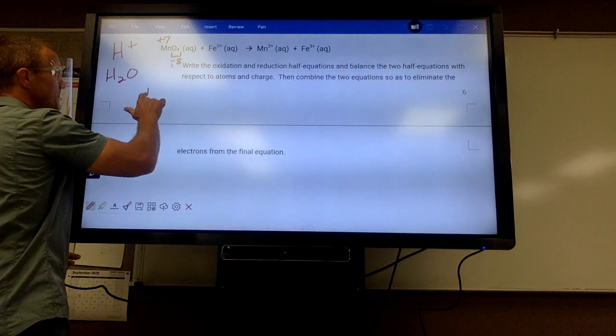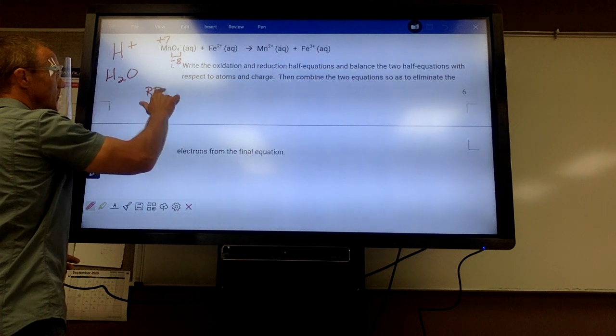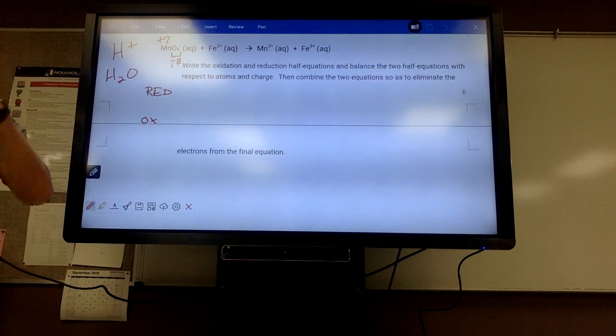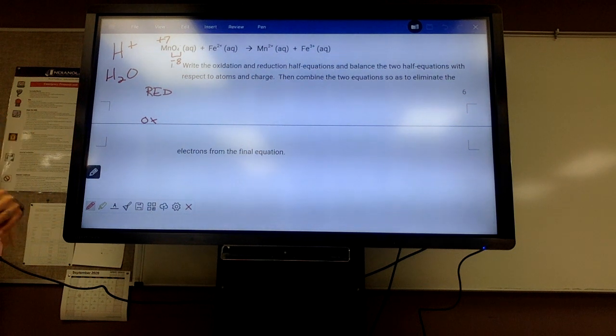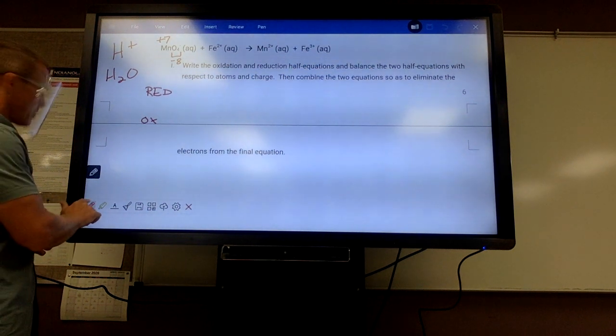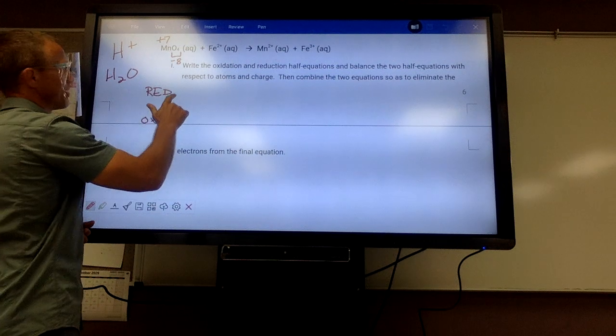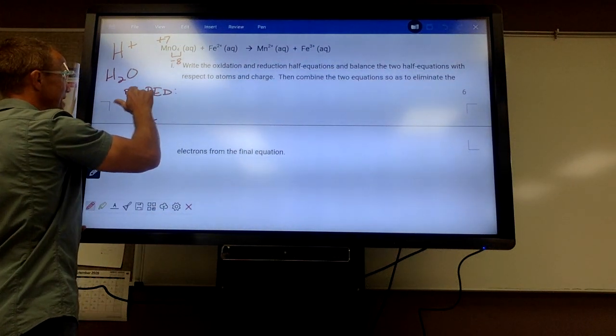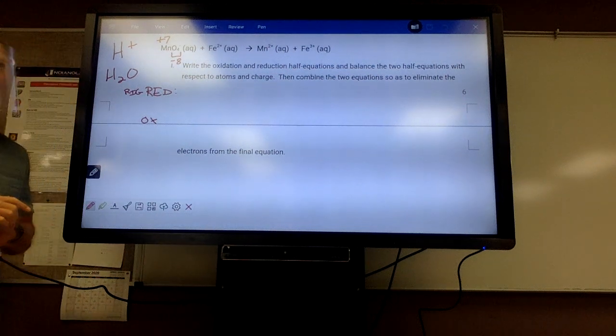So we're going to write half reactions like we did yesterday. We're going to do a reduction half reaction and an oxidation half reaction. And then we'll combine them into one total reaction. So reduction, oxidation. I tend to do reduction first. It makes no difference which one you do first. Remember, oil rig, reduction is gaining electrons.